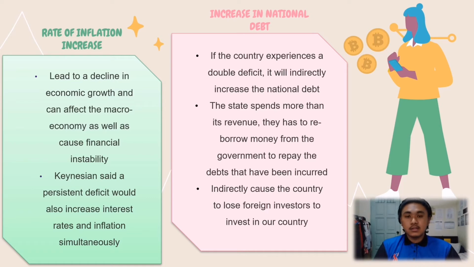Next, the Keynesians mentioned that a persistent deficit will increase the interest rate and the inflation simultaneously. For the national debt, a country that experiences the twin deficit will indirectly increase its national debt, and the state will spend more than its revenue, and they need to re-borrow money in order to repay or to recover the debt.